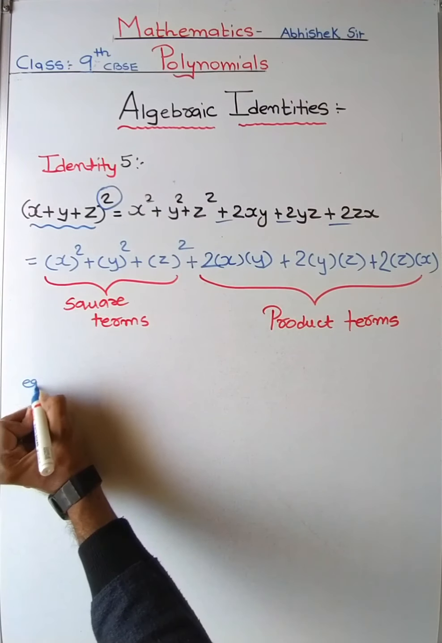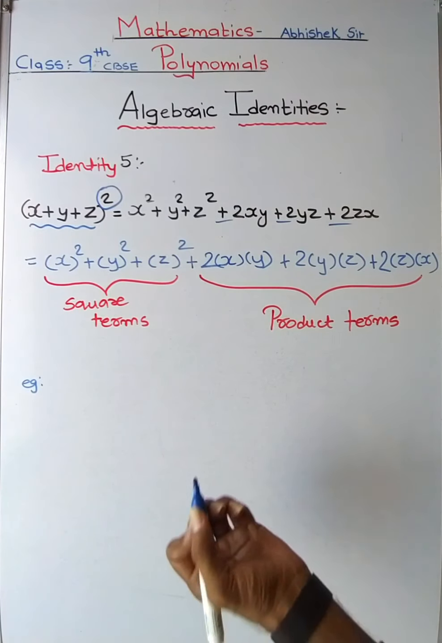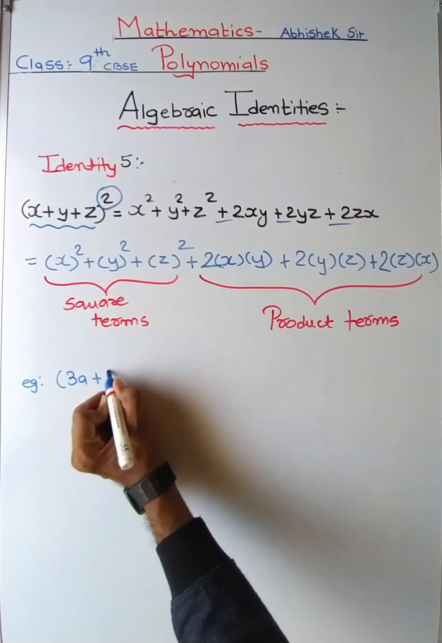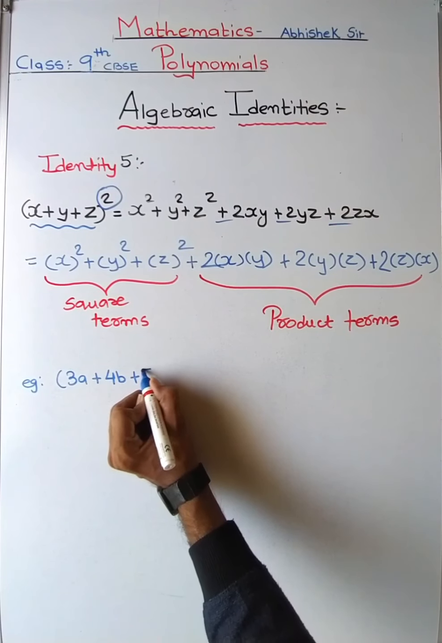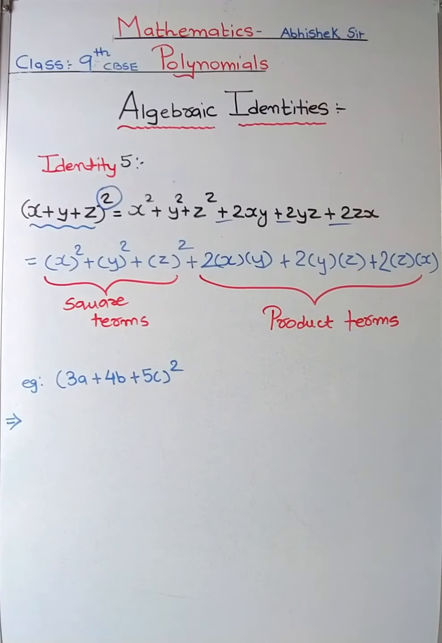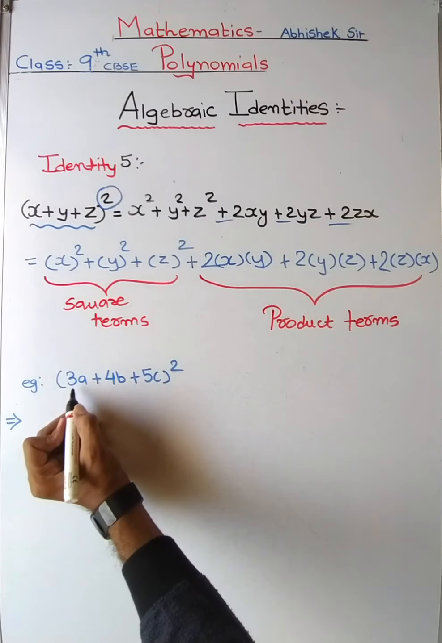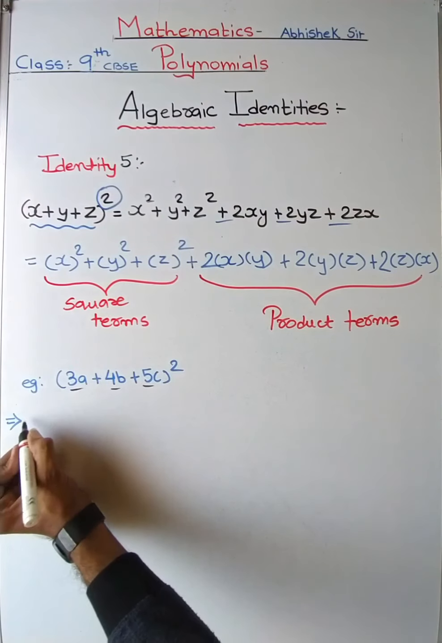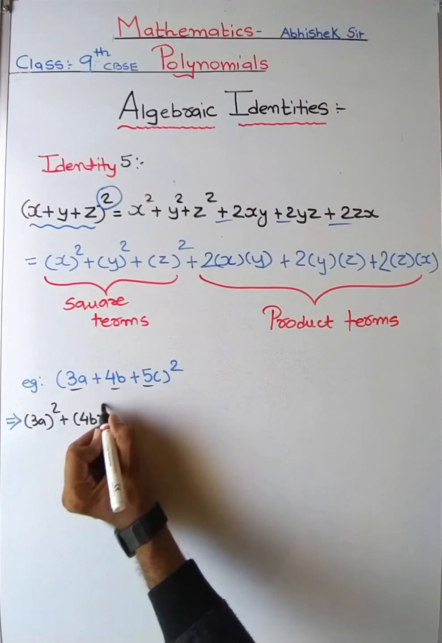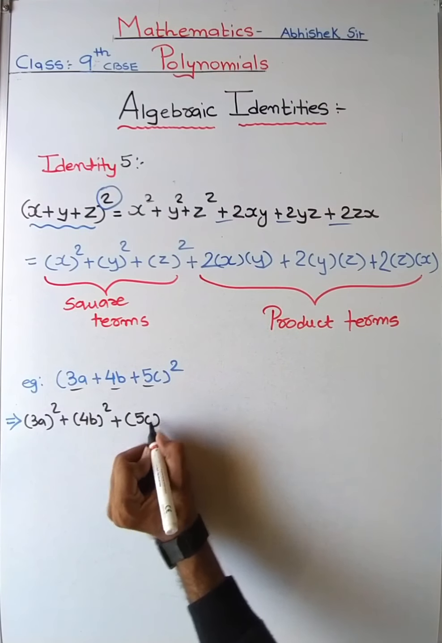Let us take an example from the textbook only, right? (3a + 4b + 5c) whole square. Clear? As we are studying identities, let us see one question of total positive, then we will go for one question of negative terms as well. So according to the rule, first three terms will be the whole square. So (3a) whole square, (4b) whole square, (5c) whole square.